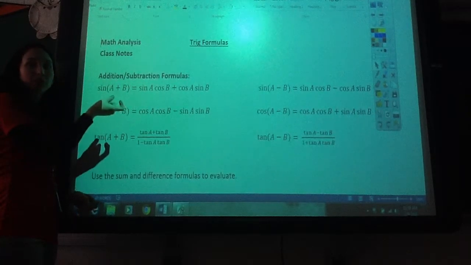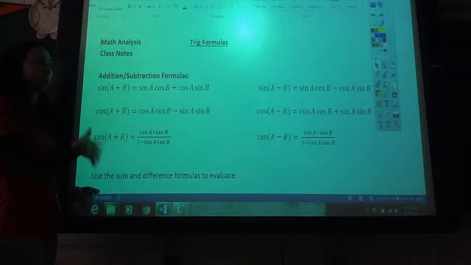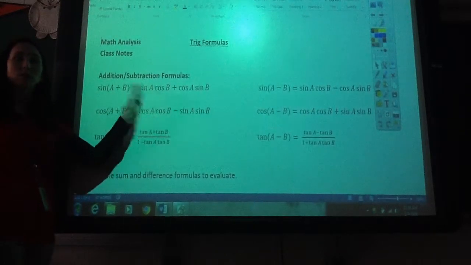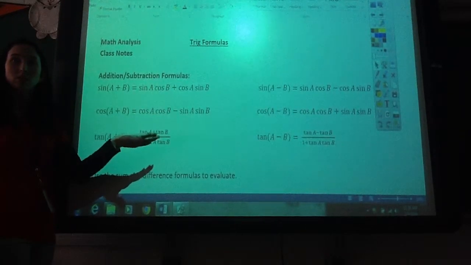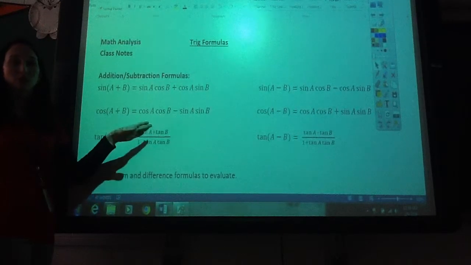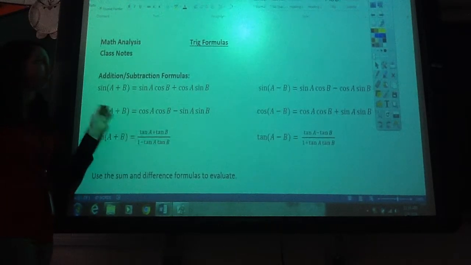What if we have two things added together? What if we have two things subtracted? Whatever the case may be. You are expected to know these formulas. Okay? So that's something you guys need to work on this week, is learning these formulas.